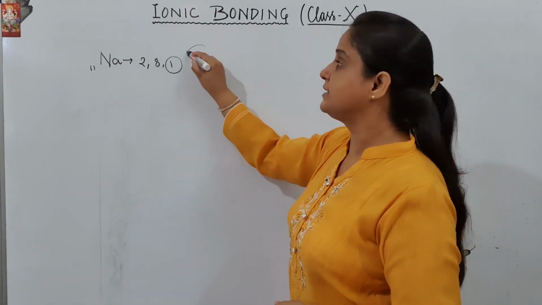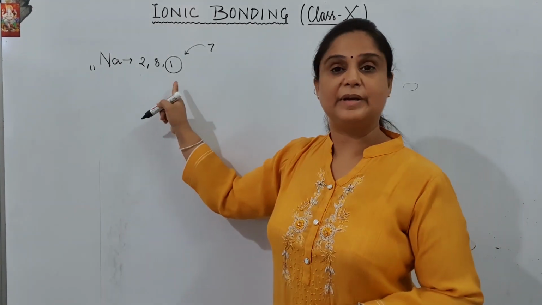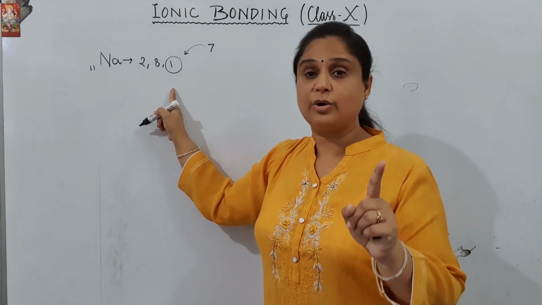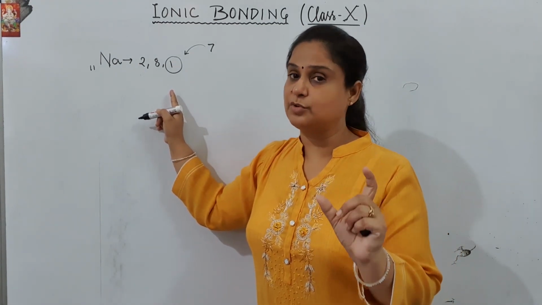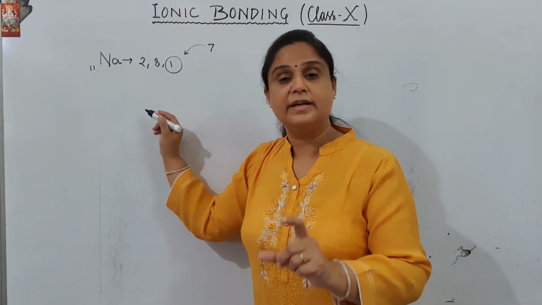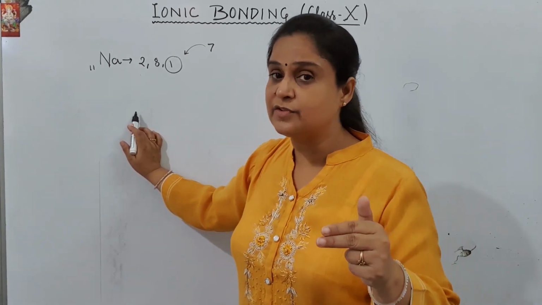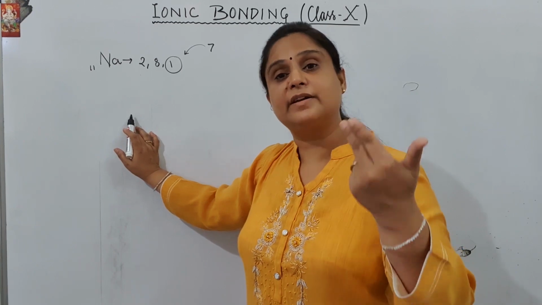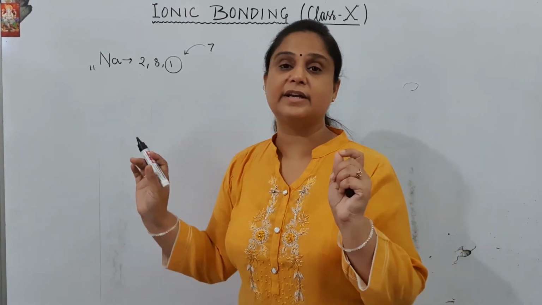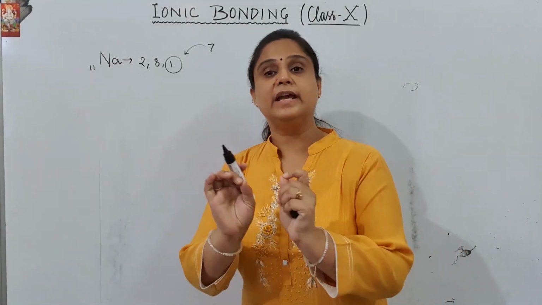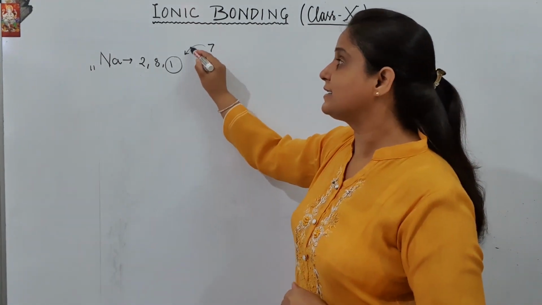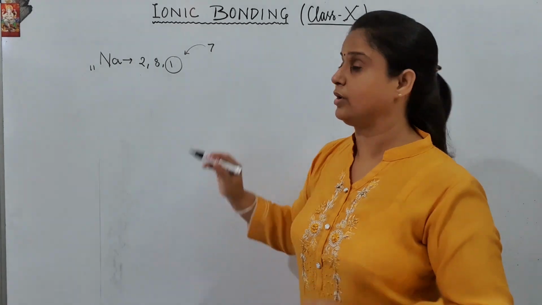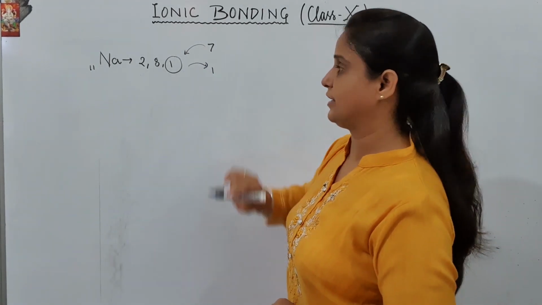Either it can take 7 electrons to complete its octet, because the octet rule says that there must be 8 electrons in the outermost shell of every element. If you don't have, arrange it from somewhere. If you have extra, give it to somebody, but make sure that every element has 8 electrons in its outermost shell. So what will sodium do? Either it can gain 7 electrons or it can lose its 1 electron.